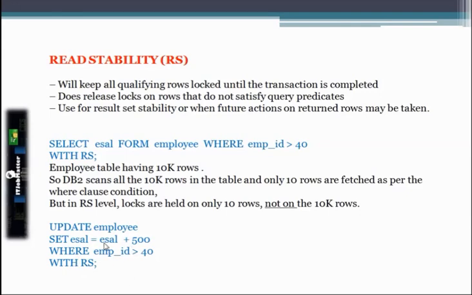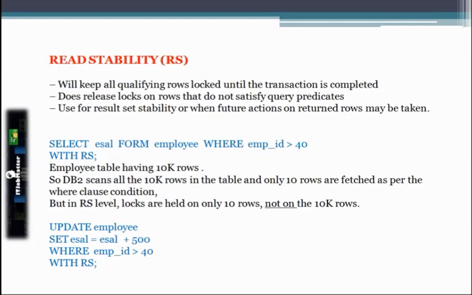In this case, while this update is happening, all the qualifying rows, which is 10 rows, will be locked for that time span, and no other DB operation will be possible on that result set. Friends, we use read stability for result set stability when future action on returned rows may be taken.